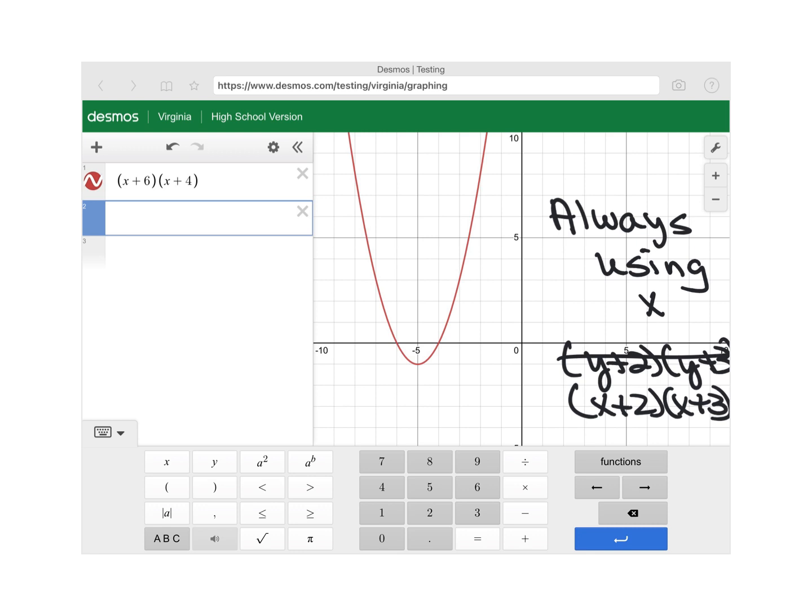At this point, I'm going to enter my answer, and my answer was x squared plus 10x plus 24, and you can see that the graphs do match. We know this is correct because the only graph you see is the blue graph, which was the answer.